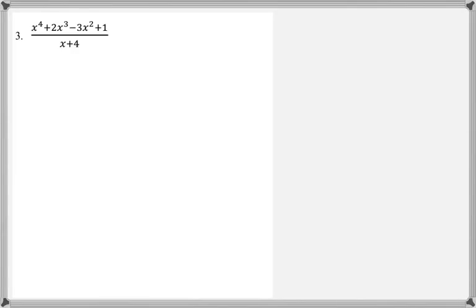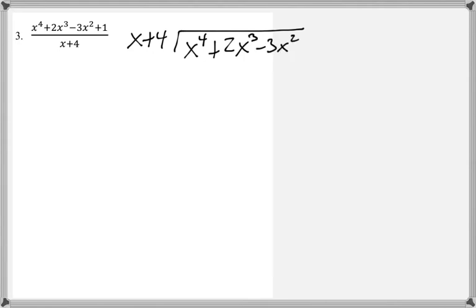Number 3 is another long division problem, and it's going to be like this. x to the 4th plus 2x cubed minus 3x squared. And you'll notice that we don't have an x term, but we actually need to have an x term here for the long division to work out. So I need to put a plus 0x plus 1.